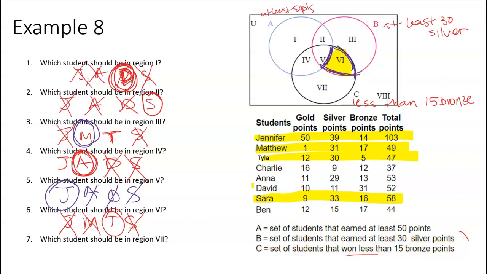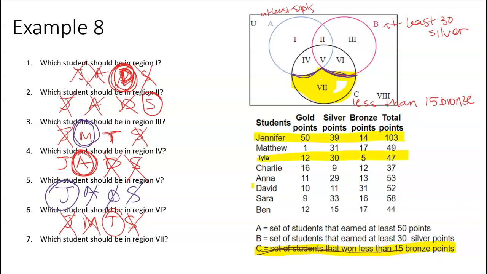And then let's look at 7. So when we look at 7, which region should be in this here? So this region is just C. It's not included in that A circle, and it's not included in that B circle. So we're just talking about less than 15 bronze. We're just looking at these people here. And we want to cross off anybody, so we're looking at Jennifer, Tyla, Charlie, and Anna. And we know that Anna's in another one, Jennifer's in another one, Tyla's in another one, so we must be left with Charlie. Whew, that one was a long example.